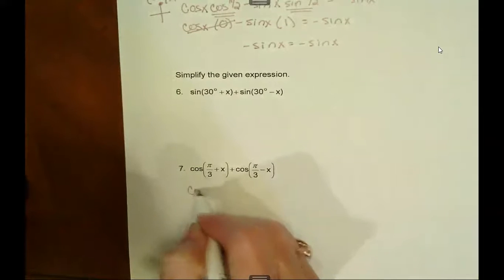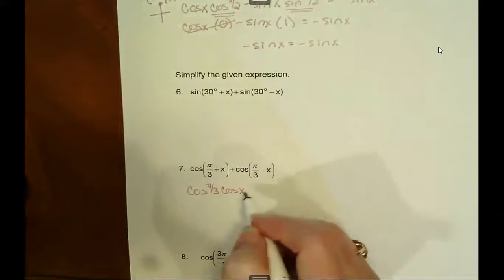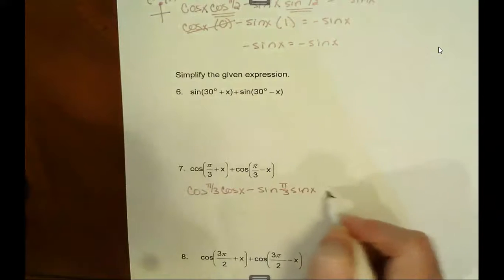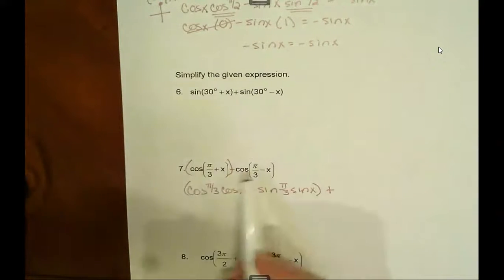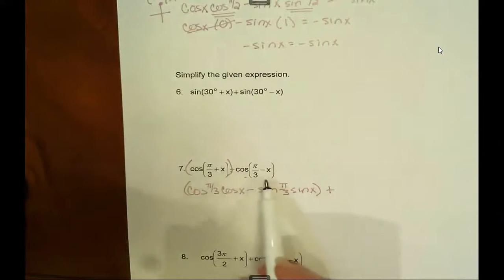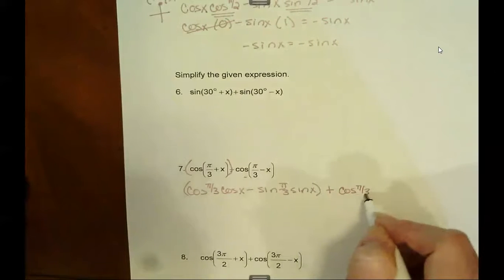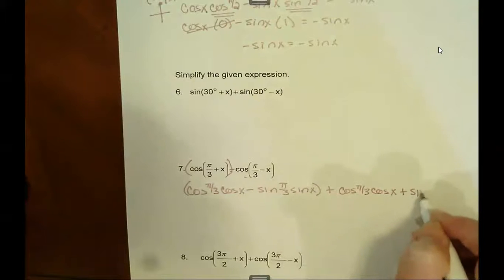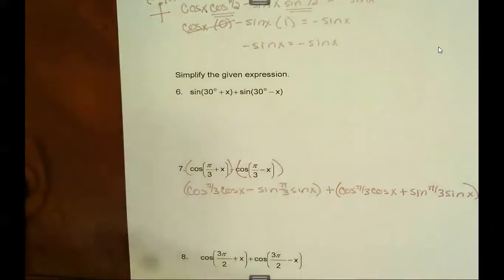So we're going to expand this just like we did up there. We have cosine of pi thirds, cosine of x, minus sine of pi thirds, sine of x, plus. Okay, so this part is just this portion. So now we've got plus, and then we're going to expand this. And this is the difference formula for cosine. So it's going to be cosine of pi thirds, cosine of x, plus sine of pi thirds, sine of x. So this is this portion expanded out.